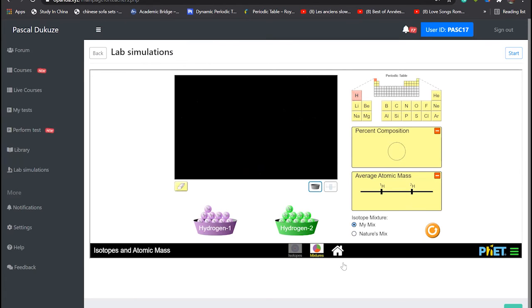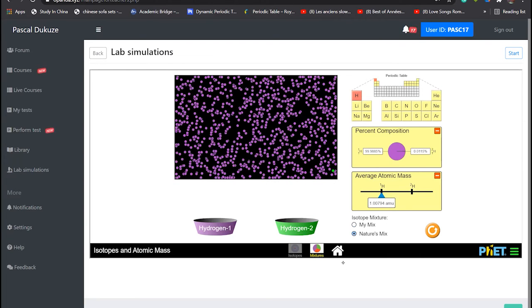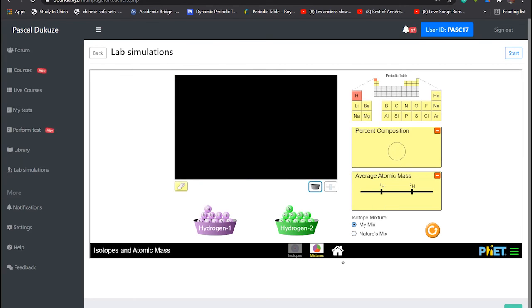While resetting, you can see that I have hydrogen. Now, let's use these balls. With these balls, you can make your own mixture. What we have been showing is the natural mixture, but what happens when you create your own mixture? If I have two atoms of hydrogen 1 and a single atom of hydrogen 2, what will happen to the percentage composition? You can see for hydrogen 1, I have 66.7, and for hydrogen 2, I have 33.3.